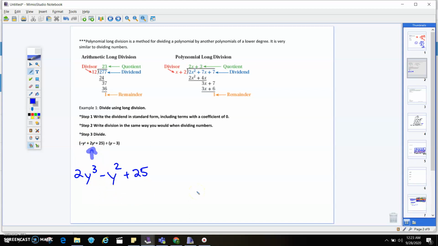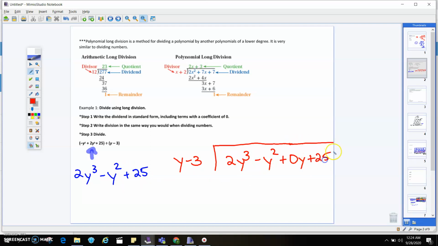Okay, so now we're going to actually put it underneath the division line. I'm going to draw it out. So I've got y minus 3 on the outside, and I've got 2y cubed minus y squared, and we're missing that y term. So I'm always going to add in the missing terms and put a 0 in front of it, just to make sure that I don't mess up anything. I'm going to throw this in here just to remind myself to pay attention to this, because it is going to change our answer, and we're going to see that in just a second.